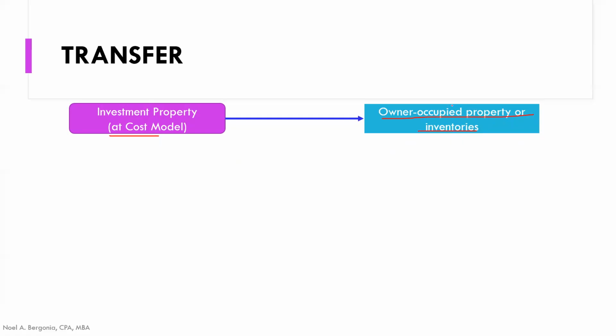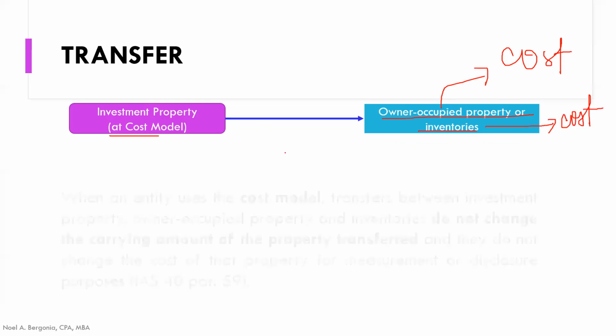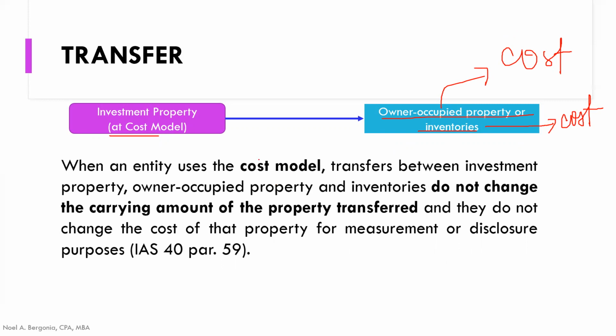By the way, remember class that in the owner-occupied, it could be a revaluation model, pero ang intindihin muna natin dito would be the cost model under owner occupied, tapos yung inventories naman natin at cost, 'di ba, to be initially recorded. So ang sabi under paragraph number 59 of IAS 40, when the entity uses cost model for the investment property, transfer between investment property, owner-occupied at inventory do not change the carrying amount. So wala pong pagbabago kasi iisa lang naman yung hulmahan nila. Naka-cost model silang lahat. 'Di ba?